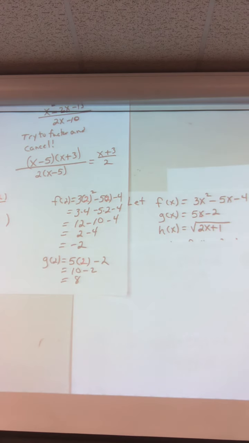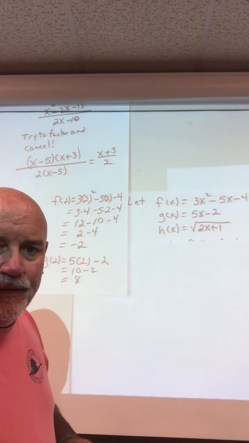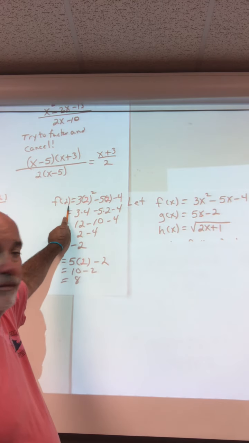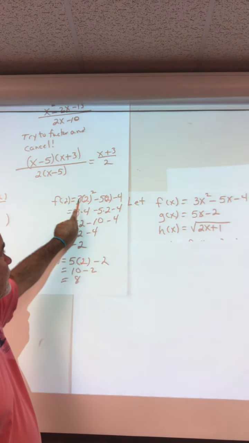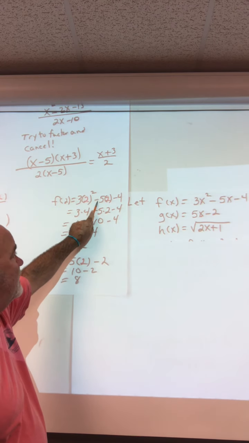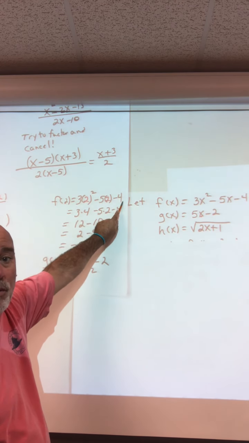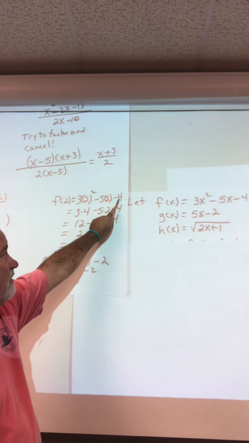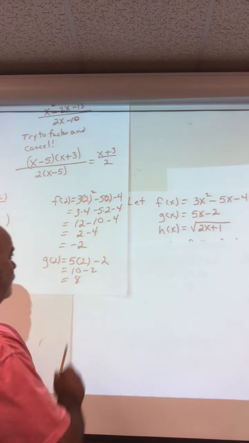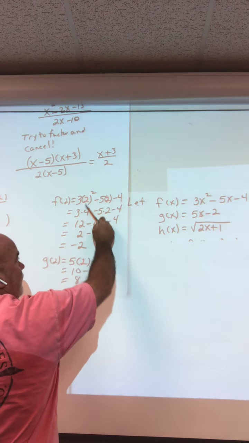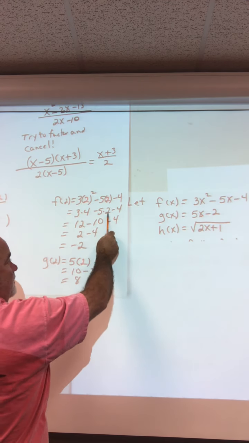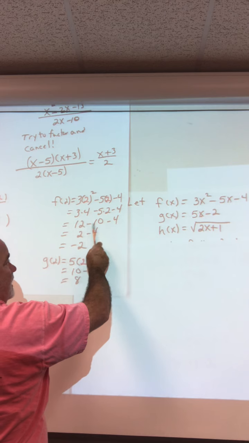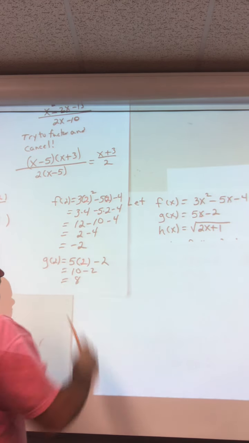So remember, I had to find f of 2. So I'm going to put a 2 here and here. That's where this is. So it's 3 times 2 squared minus 5 times 2 minus 4. A while ago, I think I cut off that minus 4, so make sure you've got that in your notes. Now square first. And then 3 times 4 is 12. 5 times 2 is 10. 12 minus 10 is 2. And 2 minus 4 is negative 2.